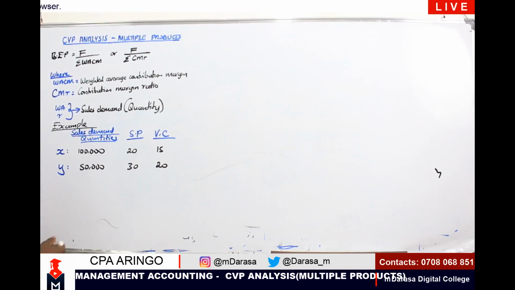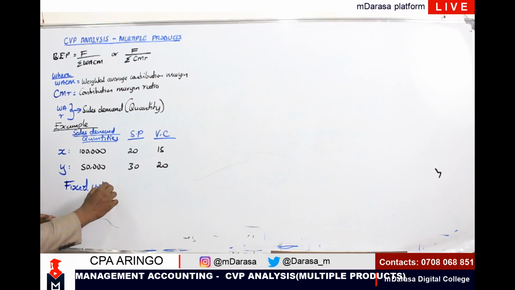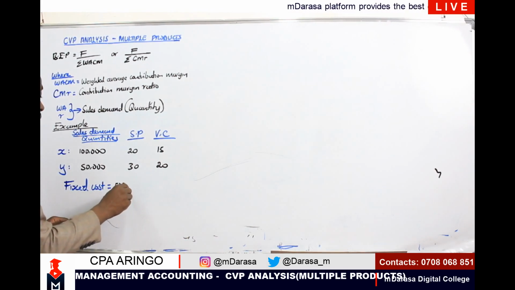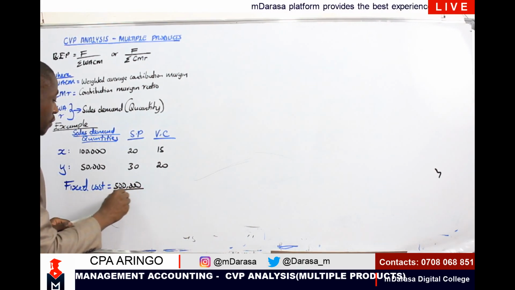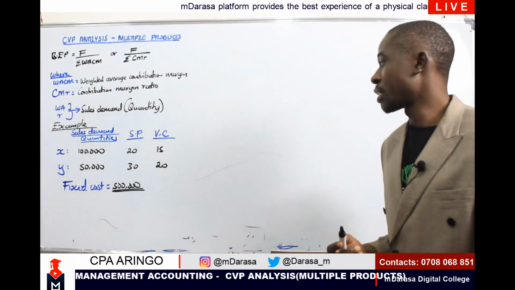Then here, my good student, you're also given fixed costs. I'm told that we have a fixed cost of 500,000 shillings.